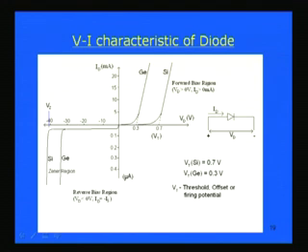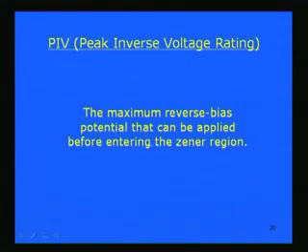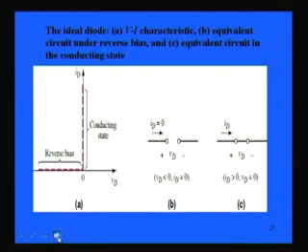So, the power dissipation capability is more, and that is why this maximum voltage before reaching the Zener breakdown is called the peak inverse voltage, and that is a very important parameter for any diode: the maximum reverse bias potential that can be applied to the diode before entering the Zener region. So, the PIV of a diode is a rating you must always remember before applying it under the reverse bias condition.